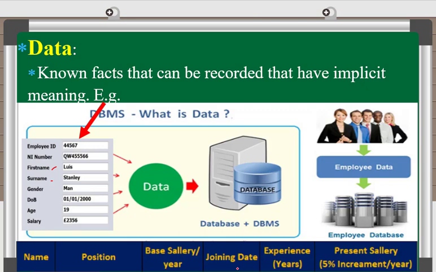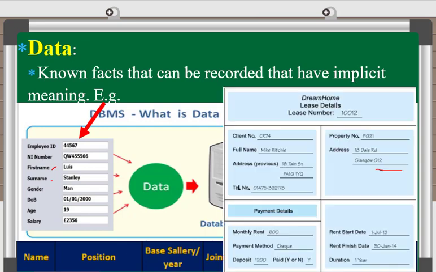Whatever that you can record and it has a specific meaning, that is what we are going to refer to as data. In the case of a home that is being leased, you can capture the client number, the full name, address, telephone number, the property number, address, the payment details in terms of the rent, the payment method, the deposit, the rent start date, rent finish date, and the duration. So whatever data that you can collect pertaining to a given entity, and that particular data is having specific meaning, then we are going to refer to that as data.